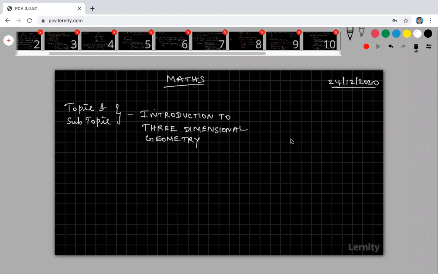And dear students, please note down. If you are considering 2D, we have the x-axis and y-axis. Two axes we are taking and it is a plane. X-axis, y-axis, this is my origin. These two axes, x-axis and y-axis, are called coordinate axes in two-dimensional geometry.